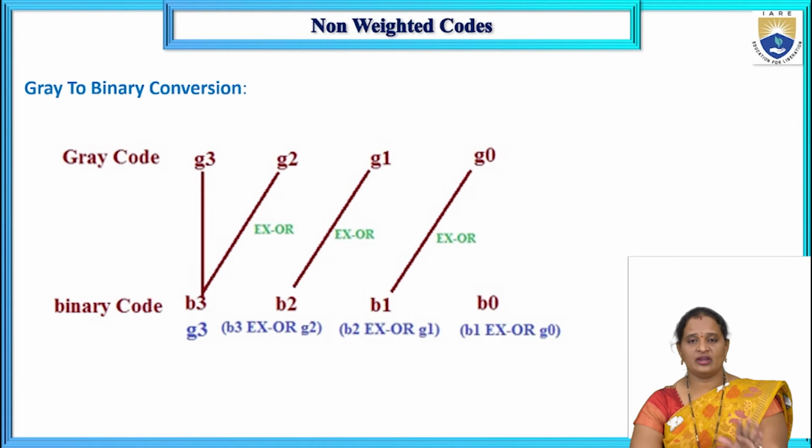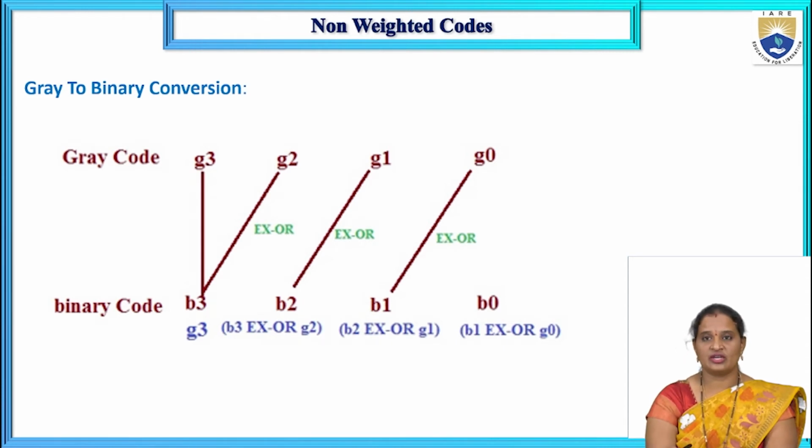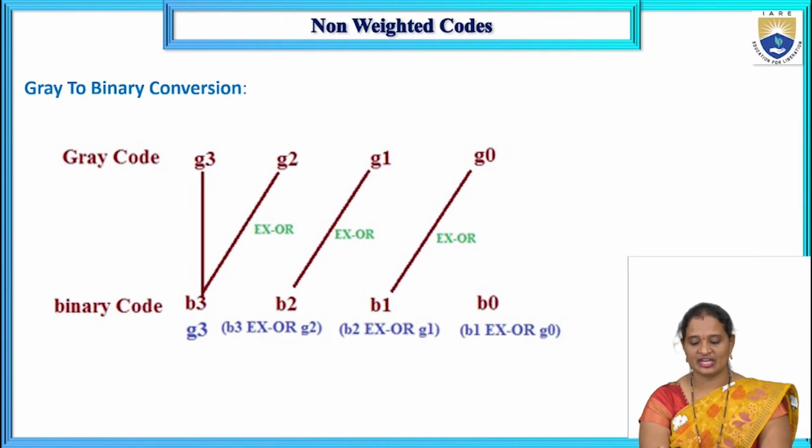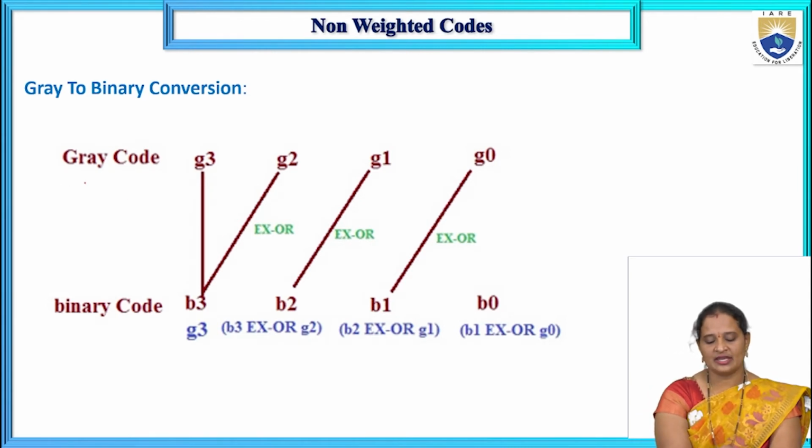Similarly, we can convert gray to binary also using this. The reverse operation can also be performed using the XOR logic gate. So how can we do that? How can we generate a binary code from the gray code? Here, this is a gray code which has 4 bits represented as G3, G2, G1, G0. And the equivalent binary code is B3, B2, B1, B0.